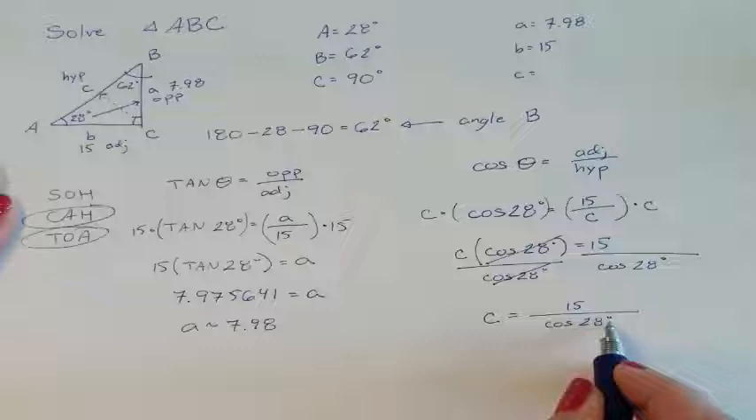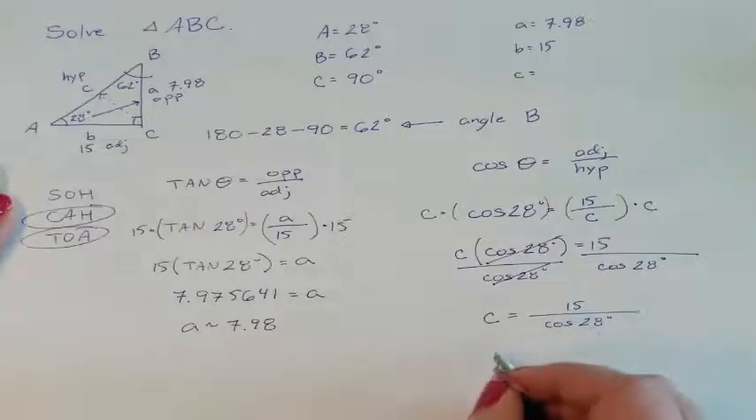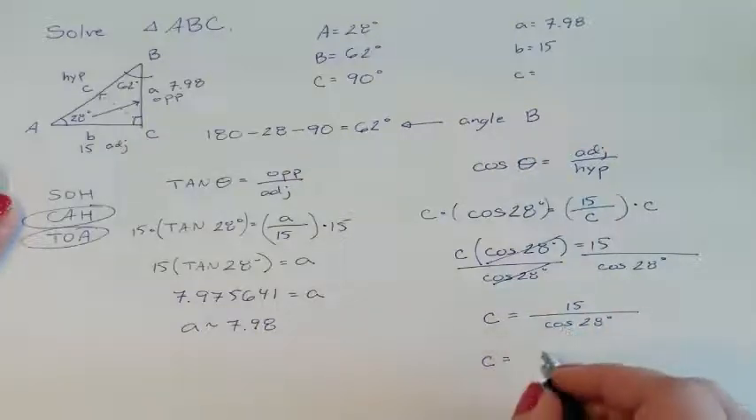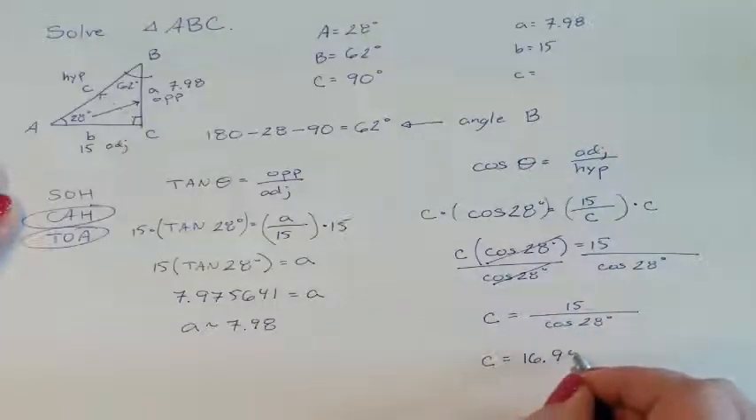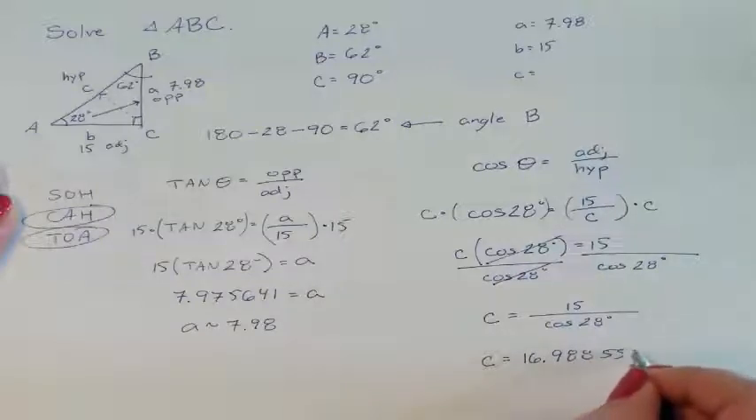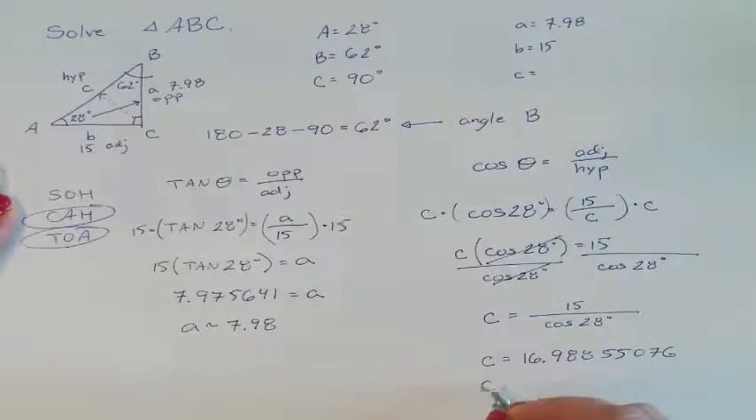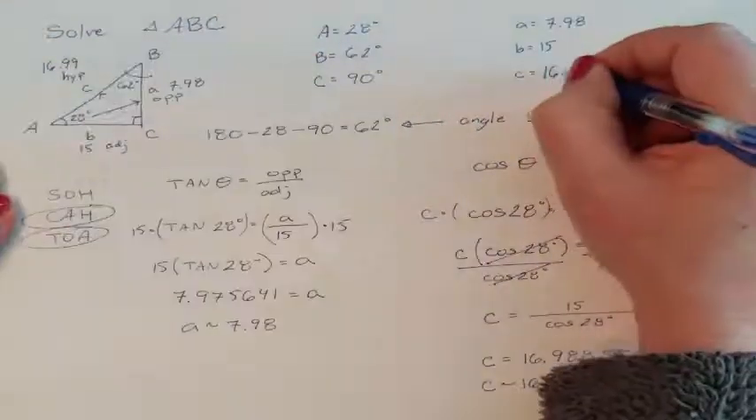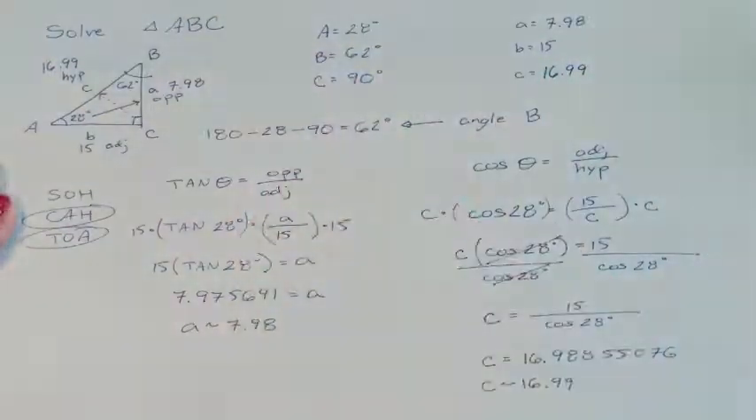Make sure your calculator is not in radians mode. Make sure your calculator is in degree mode. So C equals, if you type all of this into your calculator, you're going to get 16.988555076, which we are going to round to be about 16.99. So I just found length C is 16.99. So all 6 of these are my final answers.